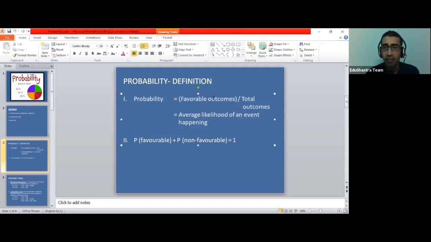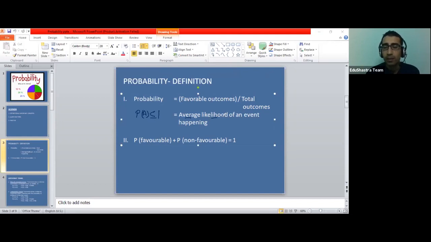Probability is favorable outcomes by total outcomes. Since favorable outcomes can never be more than total outcomes, therefore probability of any event happening, let me call that event A, you could have called it E, whatever you want to call it, probability of an event A happening will always be less than or equal to 1. And it is, of course, the average likelihood. Very important. Average likelihood of any event happening.